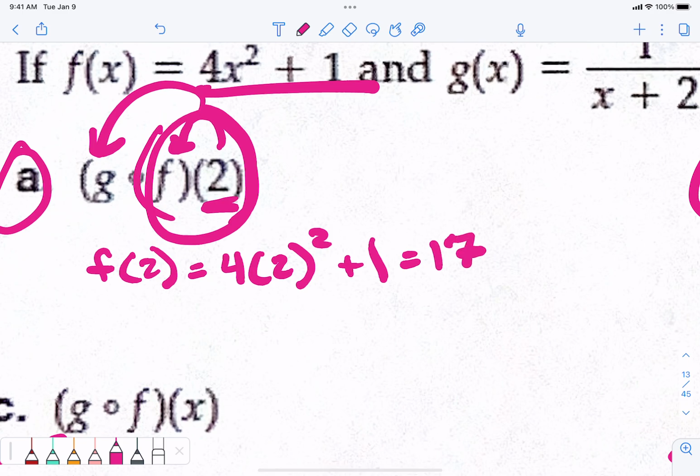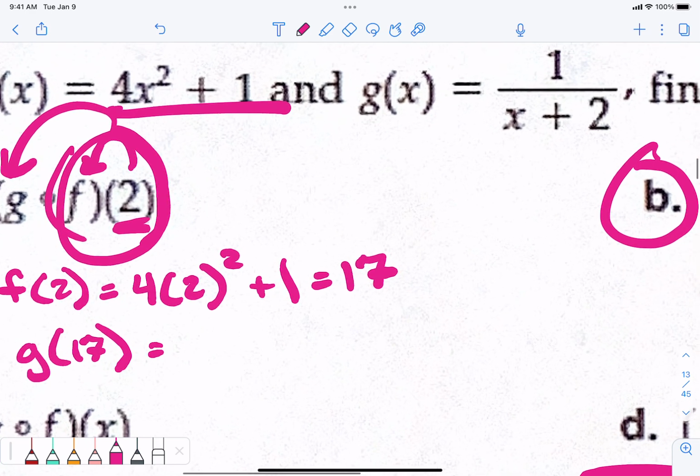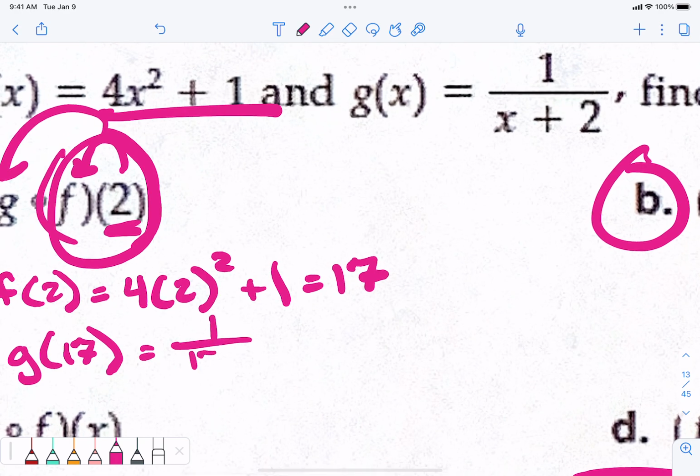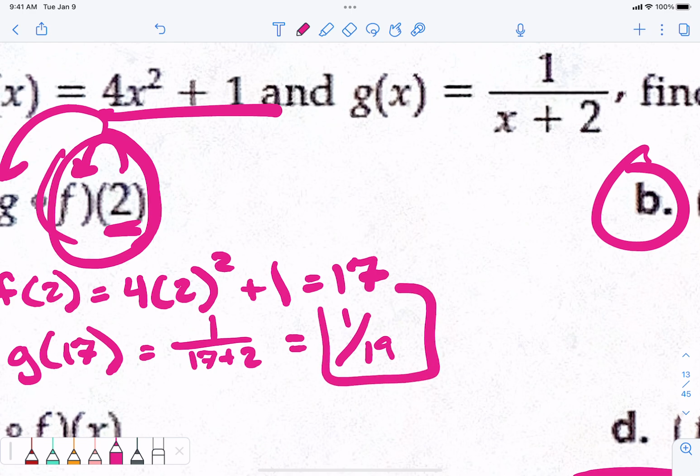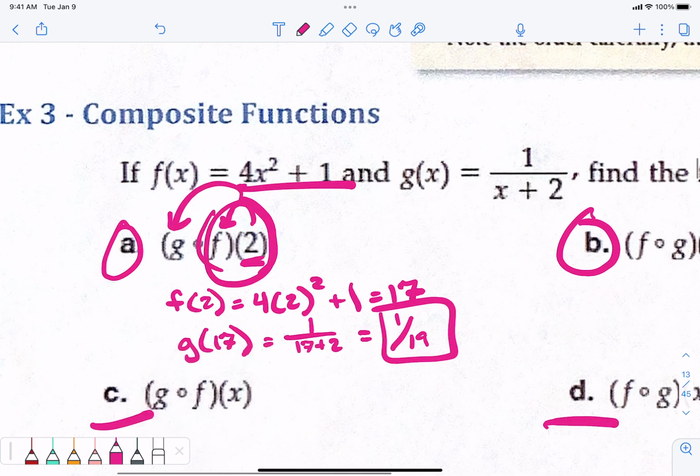17. Now I'm going to find G of 17. It's like you're working from the outside in. G of 17 means 1 over 17 plus 2. I'm just going to leave it as that ugly fraction, 1 over 19. My answer is not 17 and 1 over 19. The final answer is 1 over 19. 17 was just getting me to that point.